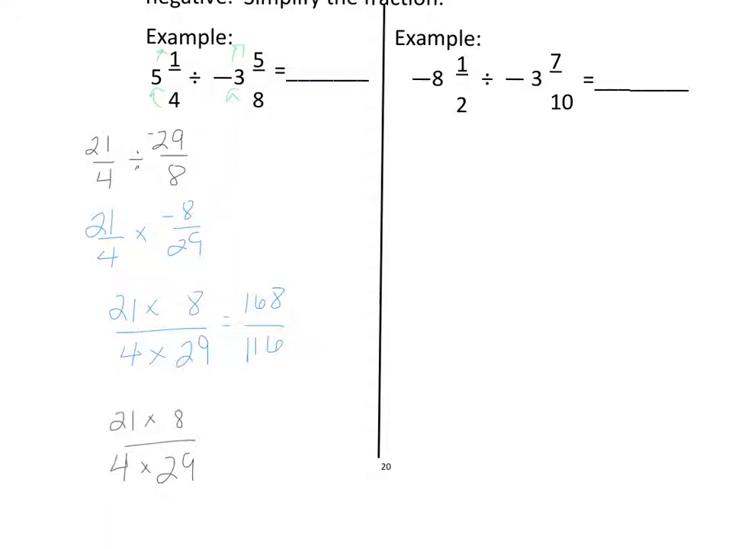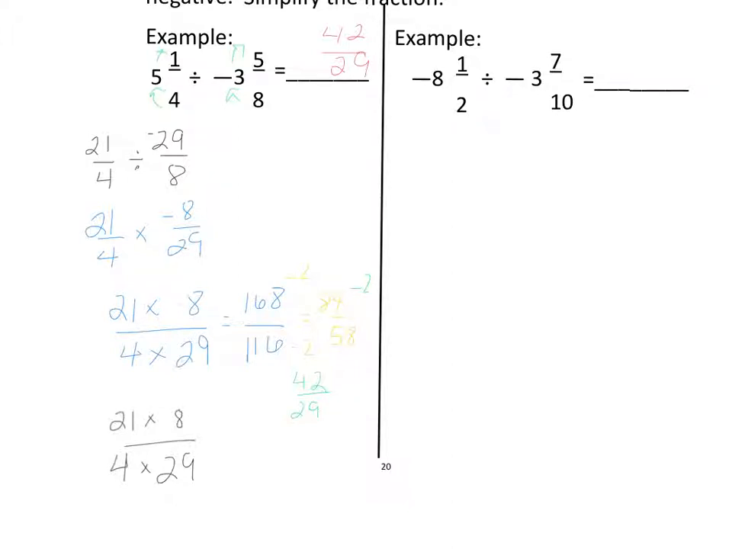Now we have to simplify. In this case, we're going to simplify by 2. So we have 168 divided by 2 is 84. And we have 116 divided by 2 is 58. But we can also simplify again by 2. 84 divided by 2 is 42. 58 divided by 2 is 29. So our fraction part of the answer is going to be 42 over 29.